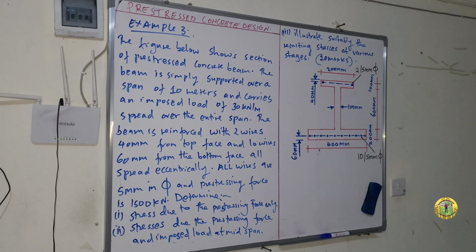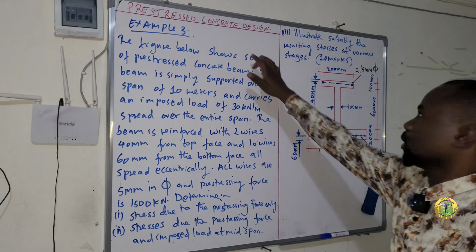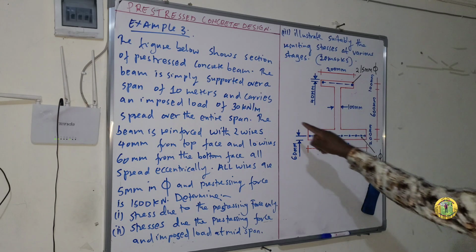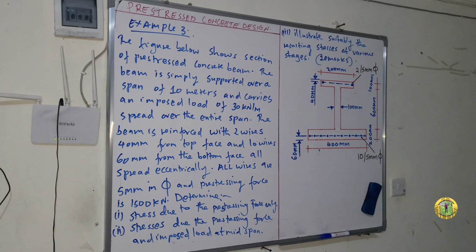Today I want to tackle example number 3 and the question is on the board. So the question reads, the figure below shows a section of a prestressed concrete beam. The beam is simply supported over a span of 10 meters and carries an imposed load of 30 kilonewton per meter spread over the entire span.